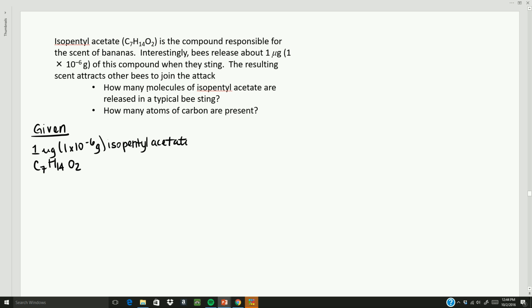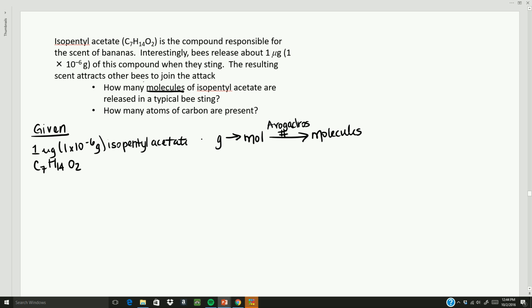Alright, so the first question asks how many molecules of isopentyl acetate are released in a typical bee sting. So here you look at what unit you need your answer in. In this case we need molecules, so we're going to need to use Avogadro's number. But remember, Avogadro's number is a unit per 1 mole of the substance. So right now all we have is the mass of our substance. So we're going to need to go from grams to moles and then use Avogadro's number to go from moles to molecules. Okay, so this is our plan of attack.